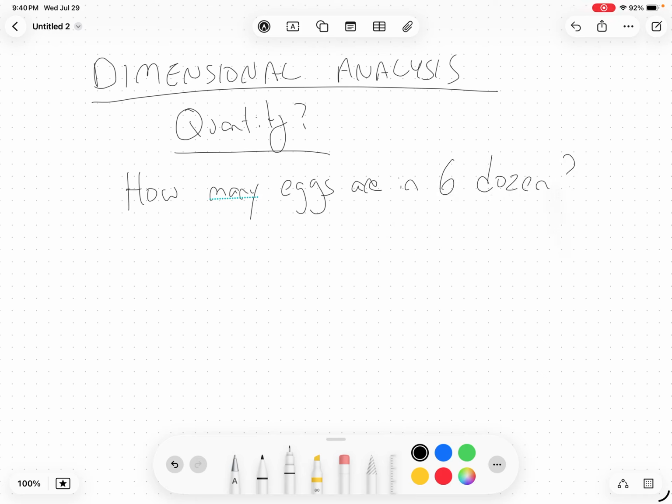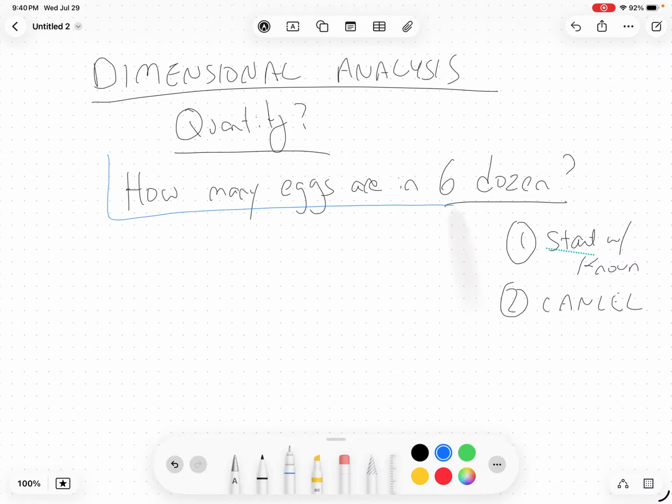Okay. So let's say we want to figure out how many eggs total do we have, and we're told that we have 6 dozen. Well, what I always advise is you want to follow these rules. 1, start with your known. And 2, cancel, cancel, cancel. So what you want to do is look at what's available to you. Again, we're told how many eggs are in 6 dozen, right? That's the problem statement we can work with.